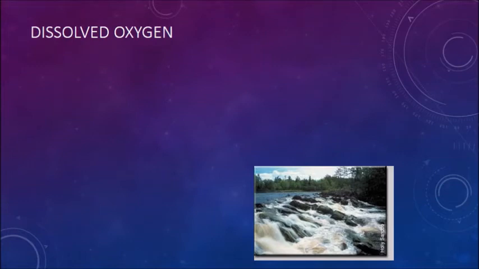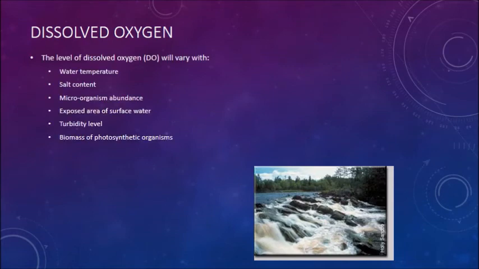Okay, the next one we'll look at is dissolved oxygen. This is the amount of oxygen dissolved within the water. So the level of oxygen that's dissolved in the water varies with temperature, salt content, the amount of microorganisms, the exposed area of the surface water, the turbidity level, and the biomass of photosynthetic organisms. So there's a big list there. As water temperature increases, as it gets hotter, then the dissolved oxygen level will decrease. We'll talk about this in a little bit, about the specifics and how each of these interact.